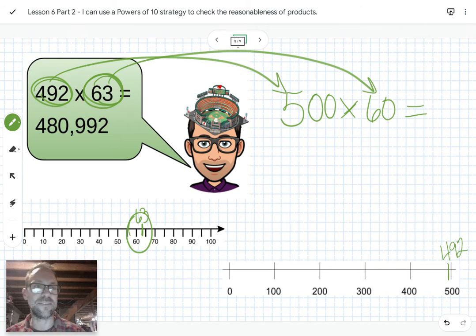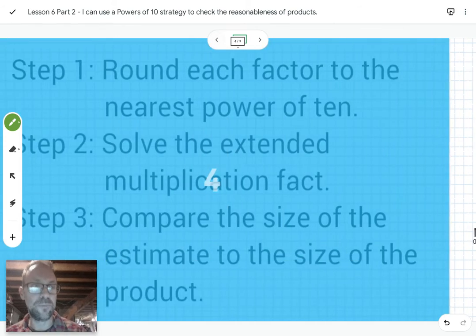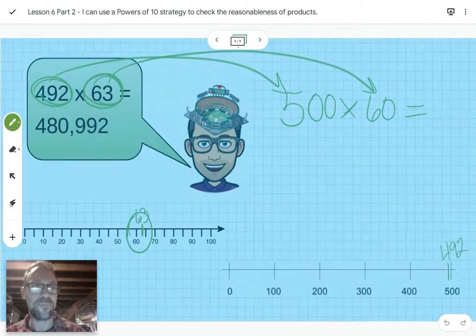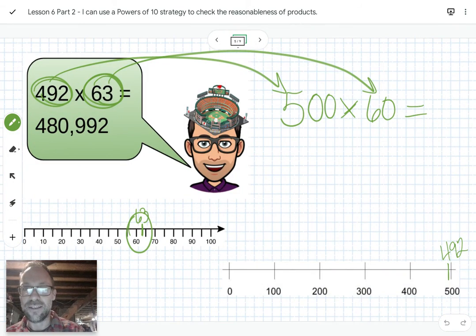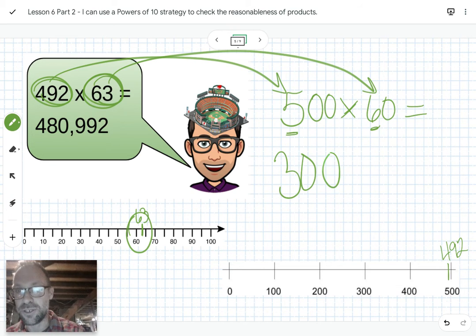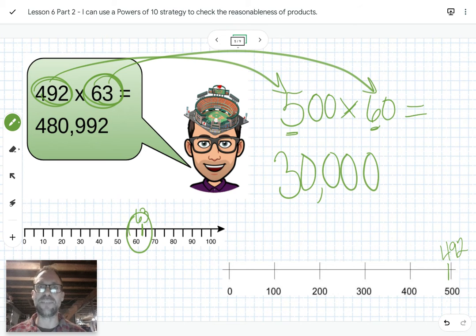That's an extended math fact. So we'll go back to step 2, solve the extended math fact. Let's do it. All right. Well, step 1 of that process that we learned in previous classes, 5 times 6 is 30. And then we'll count up our zeros, 1, 2, 3. And we'll add those in, 1, 2, 3. Add our comma, and there is our estimated product, 30,000.